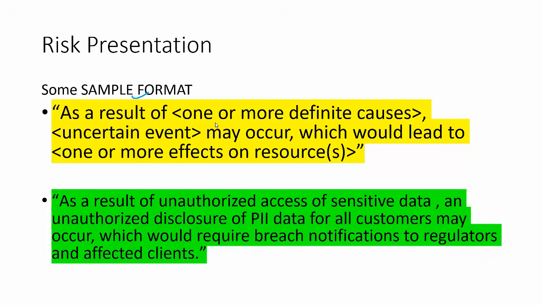As a result of one or more defined causes, an uncertain event may occur, which would lead to one or more effects on the resource. This is the template we have. So I have given the reference: as a result of unauthorized access to sensitive data. I have used this statement as the overall outcome. As a result of the unauthorized access to sensitive data, unauthorized disclosure of PI data for all customers may occur, which is called the event, which would require breach notification to regulators and affected clients. So it means we need to notify the regulators.